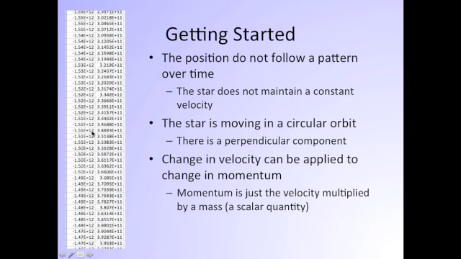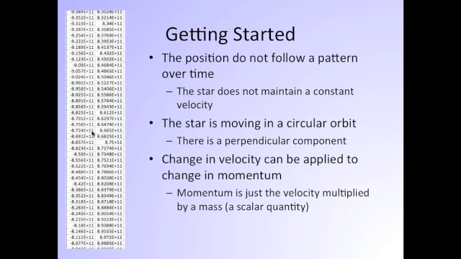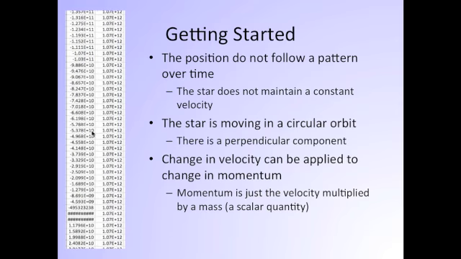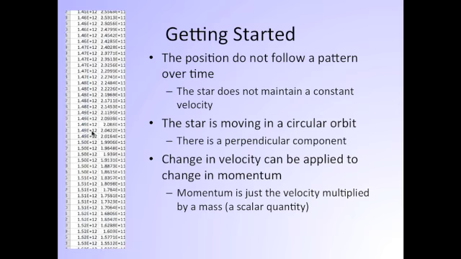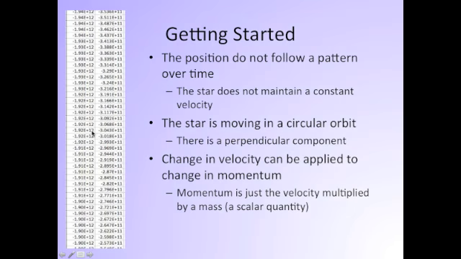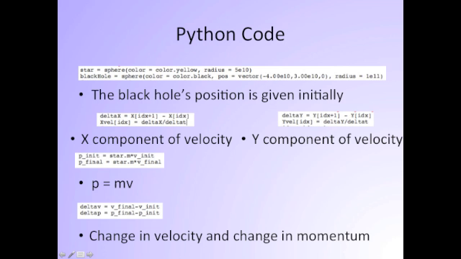Looking through the nearly 15,000 position points, it is clear that the positions do not follow any sort of pattern over time, meaning that the star does not maintain a constant velocity. Knowing that the star is in orbit around the black hole, it is easiest to separate the change of velocity into two components, the change of velocity in the perpendicular direction and parallel direction. This concept can then be applied to the change in momentum, as change in momentum is simply the change in velocity times the scalar quantity of the star's mass. As the position data shows that the star has a change of velocity and that it is orbiting around the black hole, it is deduced that dp/dt parallel and dp/dt perpendicular will both have magnitudes greater than 0.